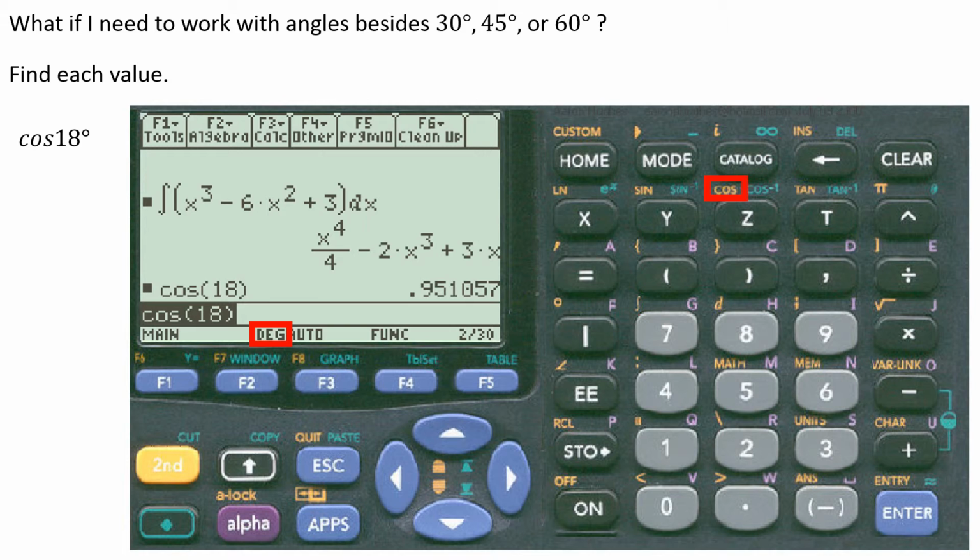On some calculators, cosine is actually just one of the buttons. The calculator I use, it's actually a secondary feature. So I'm looking at button Z, and I notice that cosine is one of the secondary features. And so I have to select that. Cosine of 18 degrees looks like it's about 0.95.